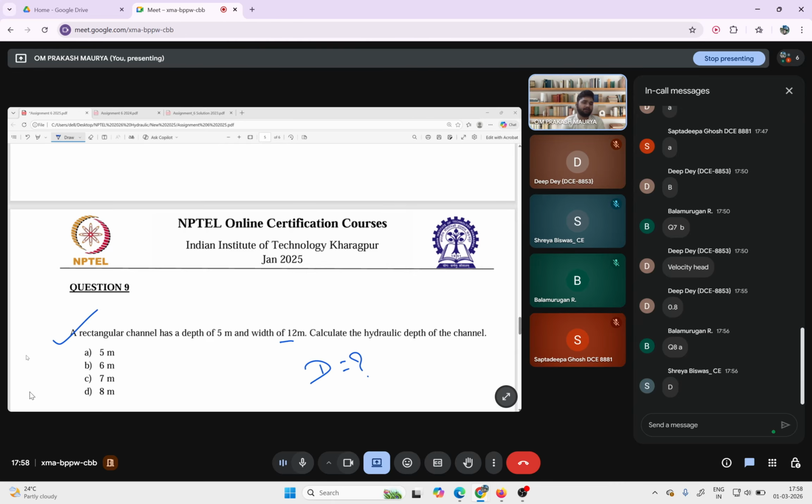Hydraulic depth. As I have explained earlier also, what is the definition of hydraulic depth? I have already told you when I was discussing the Froude number and the critical condition. That time I explained it very well. What is hydraulic depth? This is not your hydraulic radius, remember please. This is your hydraulic depth. So Bala is telling A option, that is 5. Okay.